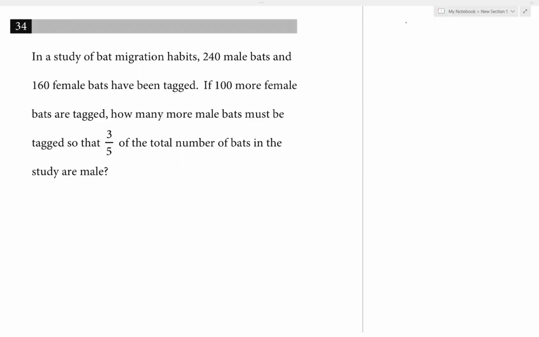All right, number 34. In the study of bat migration habit, 240 male bats and 160 female bats have been tagged. If 100 more female bats are tagged, how many more male bats must be tagged so that 3/5 of the total number of bats in the study are males? Okay, so we know right now we have 240 male bats, and then we have 160 females.